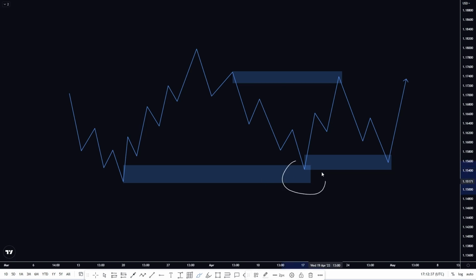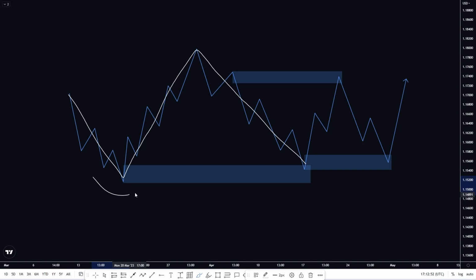Now, why is this a level of support? If we have a look over on the left hand side in here, you can see that this is a major swing point in the market. If we were to look at the market as this push down and then this push up in here followed by this push down, you can see that this is a major swing point.